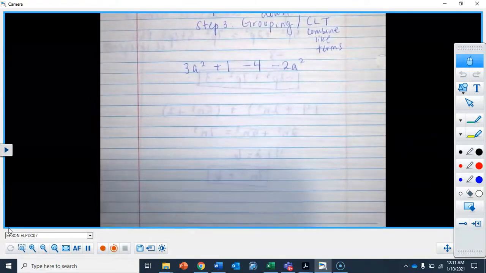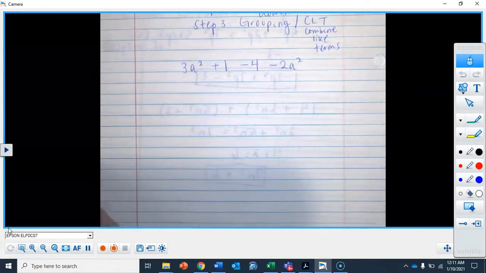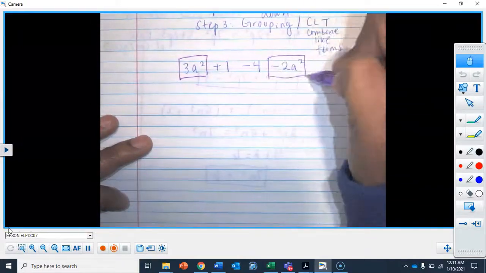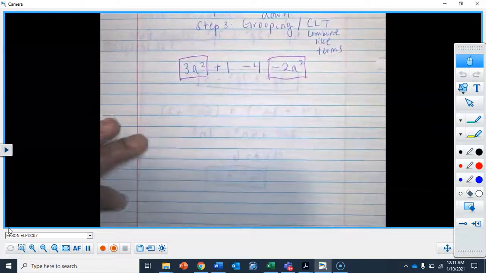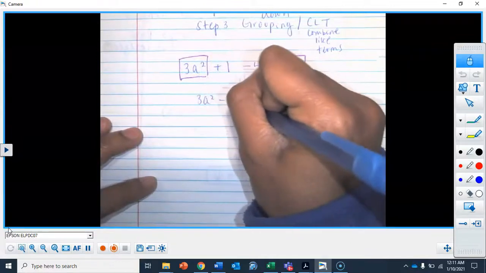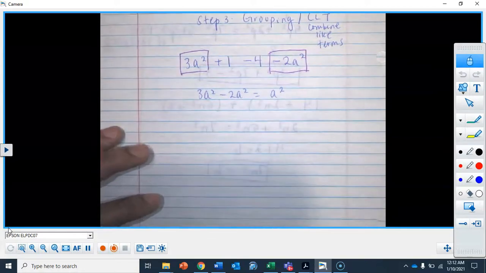Now what I'm going to do, now that I've applied the distributive property and I distributed that negative 1 by multiplication to those two terms, now I'm going to do my grouping and combine like terms. So this guy, and of course include the sign, okay? If there's a negative in the front, include it in your coefficient. So we have 3a squared minus 2a squared is just a 1a squared. You don't have to write the 1.